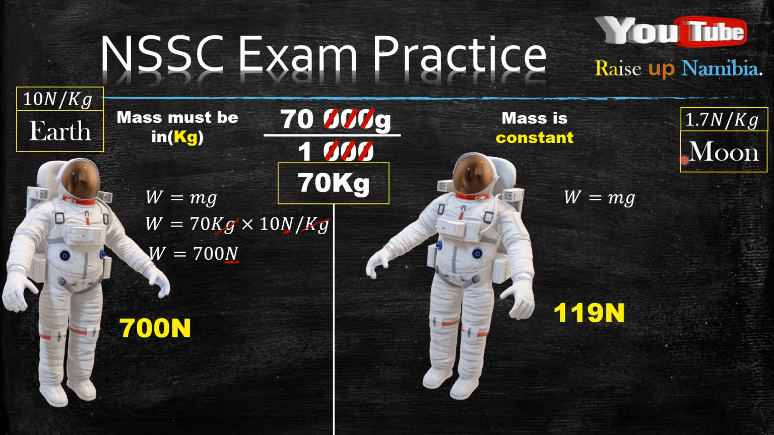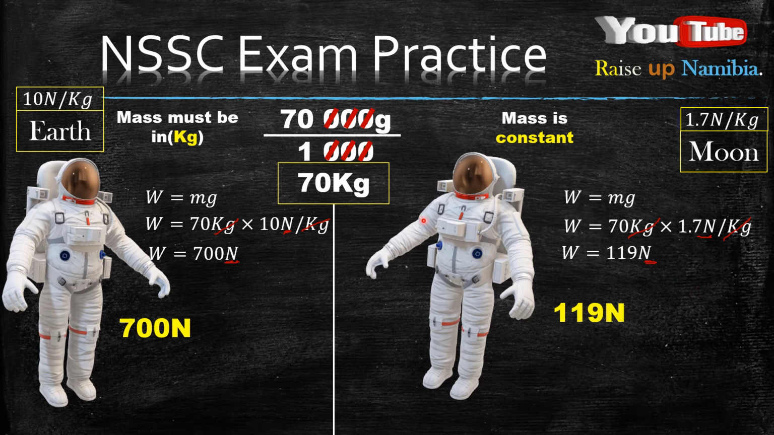But now on the moon, G, which is the gravitational field strength or gravitational acceleration, is now 1.7 newtons per kilogram. So we substitute his mass multiplied by the 1.7 newtons per kilogram. What will the answer be? It will be 119 newtons. And that's how we got this answer. Now remember again, when we use newtons per kilogram, we normally just cancel out the kgs and we are left with that N, which is the same N that we write in our answer.